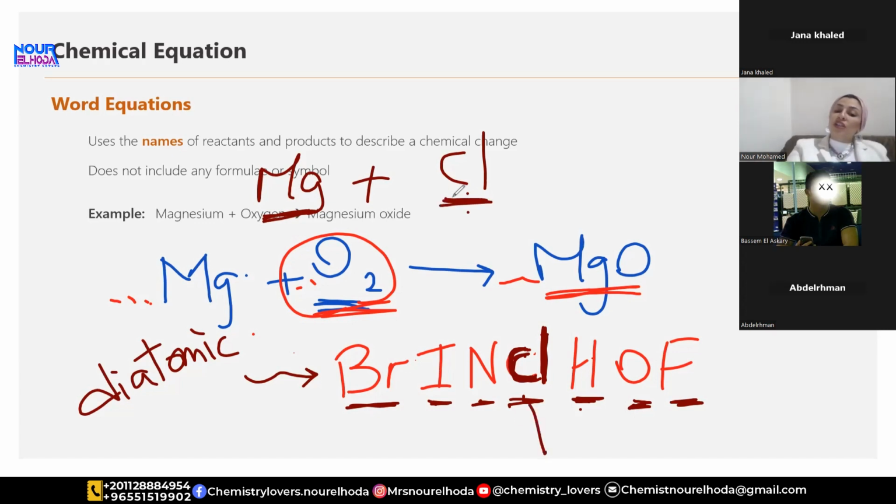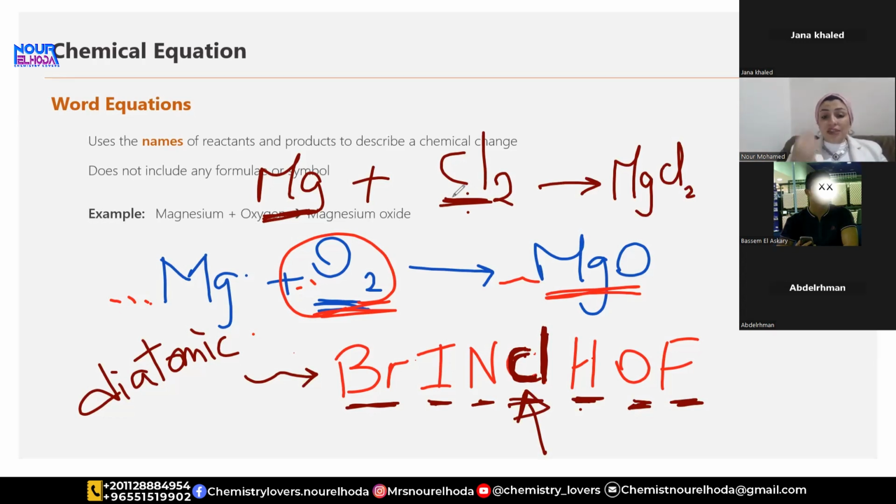So I'm going to go and check. Oh, it's a non-metal. Well, it's from the word Brinkhoff. This means I need to write Cl2 here too. Automatic. You need to remember this. And then, oh, طب هو magnesium with chloride. It's going to give you a magnesium chloride. Magnesium chloride like this. Okay?